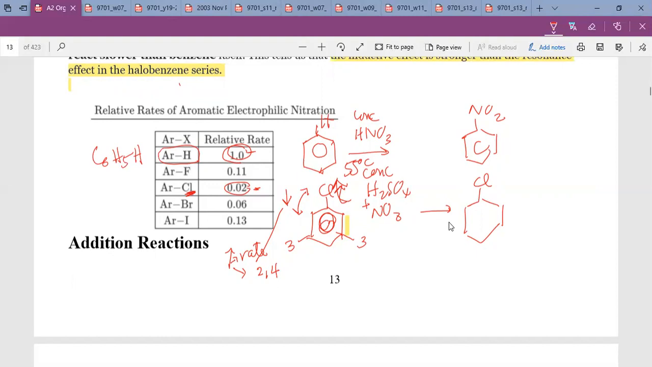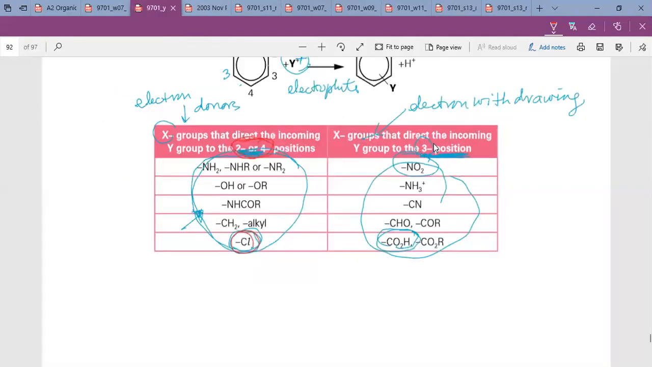But they will direct it to 2 and 4, while others, if there's only a withdrawing effect, will direct to 3. It's a meta-directing group, like here. See, position 3. Okay, all these are electron withdrawing groups, you know. NO2, CN, later on we talk about it, okay? So that's what I want to make clear.